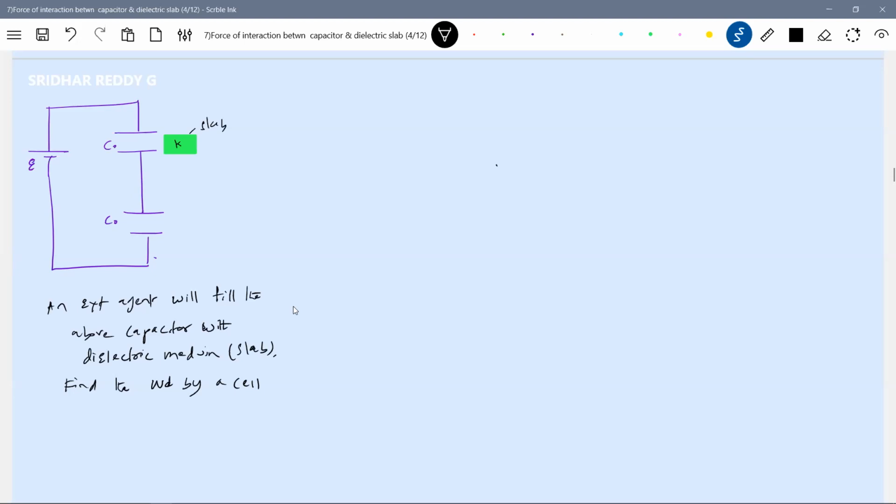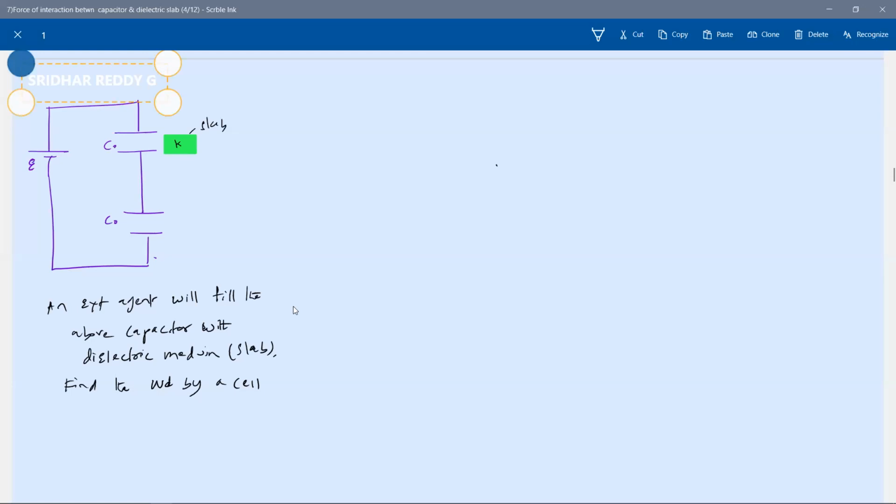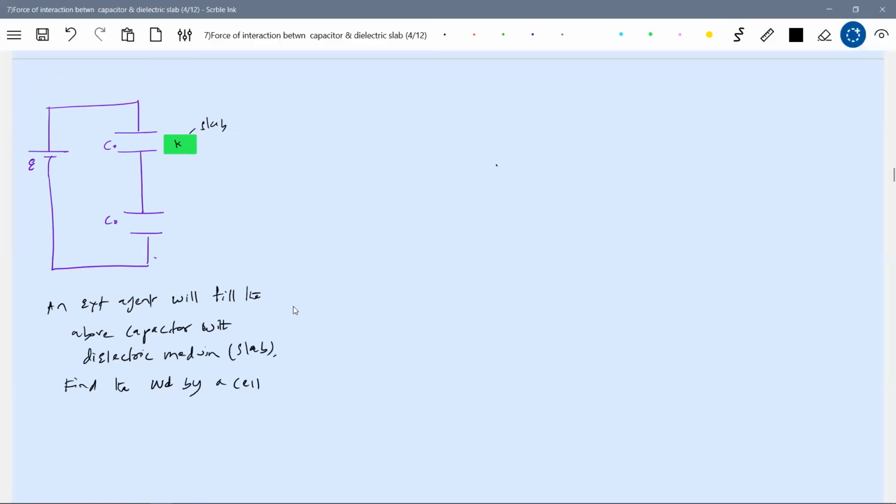So initially we'll calculate the charges. What are the charges that are present? Initially, let it be Q naught: Q naught, minus Q naught, plus Q naught, minus Q naught. So what is the charge of the system? Q naught should be equal to C naught by 2 into E, because the effective capacitance in series will become C naught by 2. So this is the charge in each capacitor.